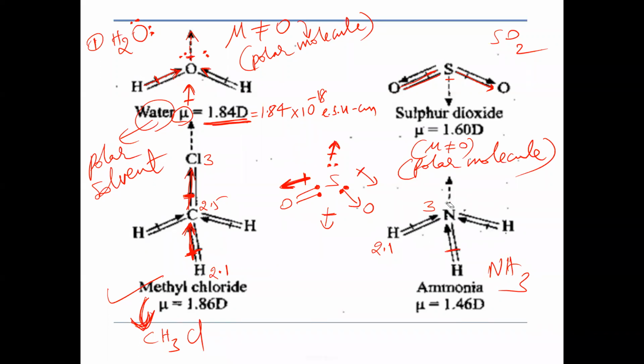Next, nitrogen has one lone pair. How many lone pairs does nitrogen have in ammonia? One lone pair. This lone pair also has some bond moment. So the lone pair bond moment and the N-H bond moments will not be cancelled completely. That's why mu is not equal to 0, which means a polar molecule. The theoretical value of the ammonia dipole moment is mu equal to 1.46 Debye.